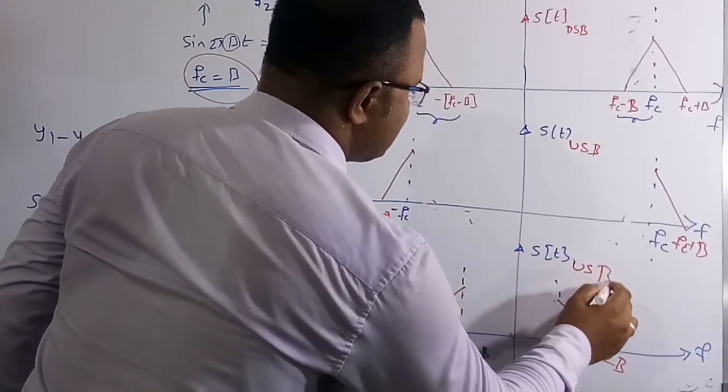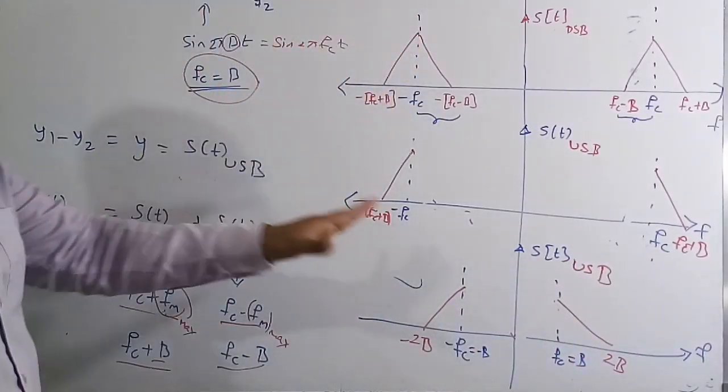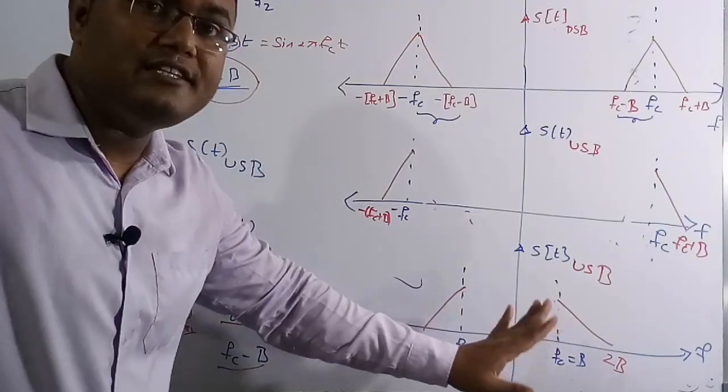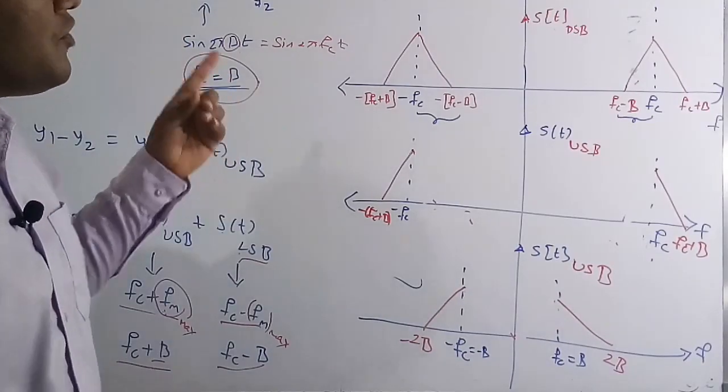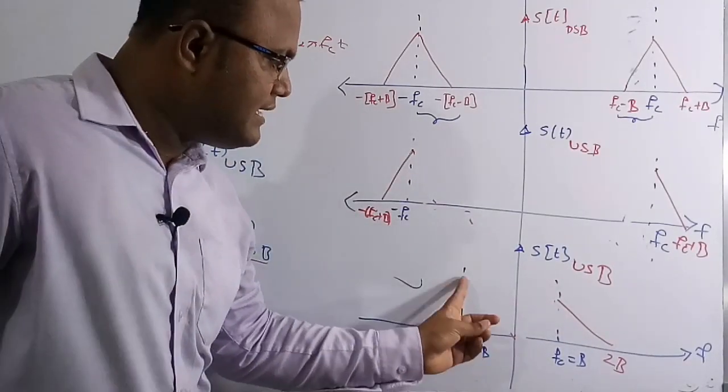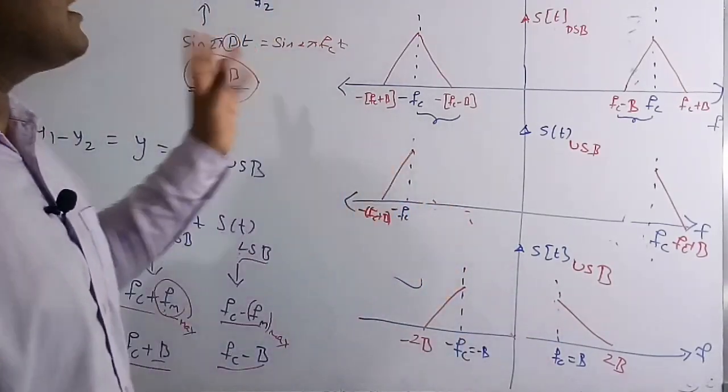So this is an extra analysis. Suppose if there is a negative, we are going to get USB in this fashion, and this option is also present. So it is the option present in D, but we want S of t LSB. So LSB means in this manner we get. So this is the correct solution of this question.